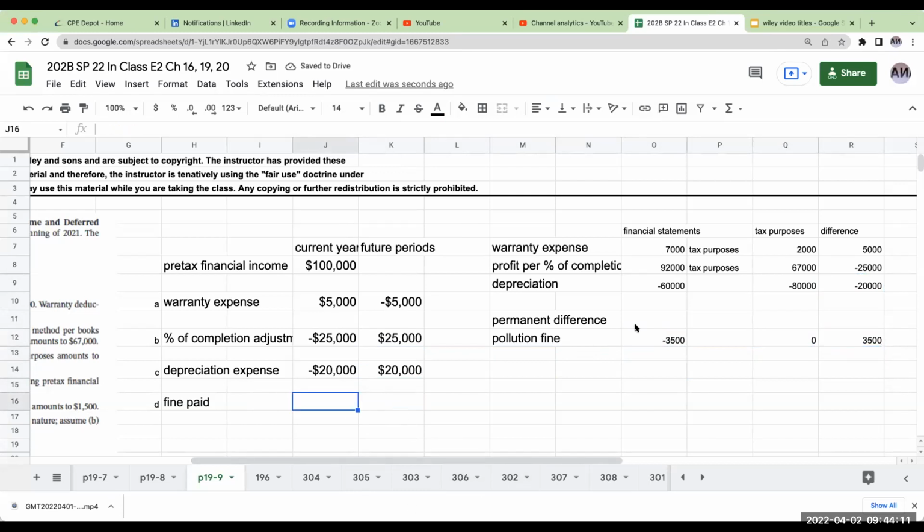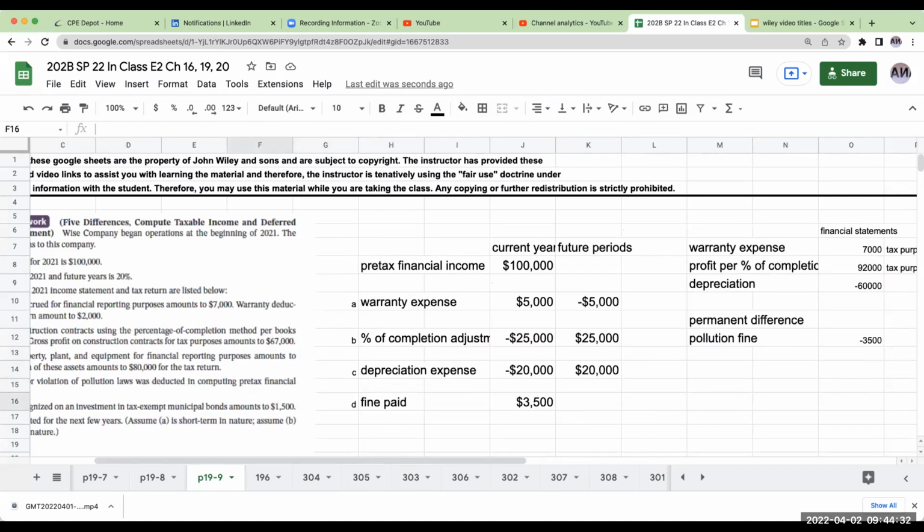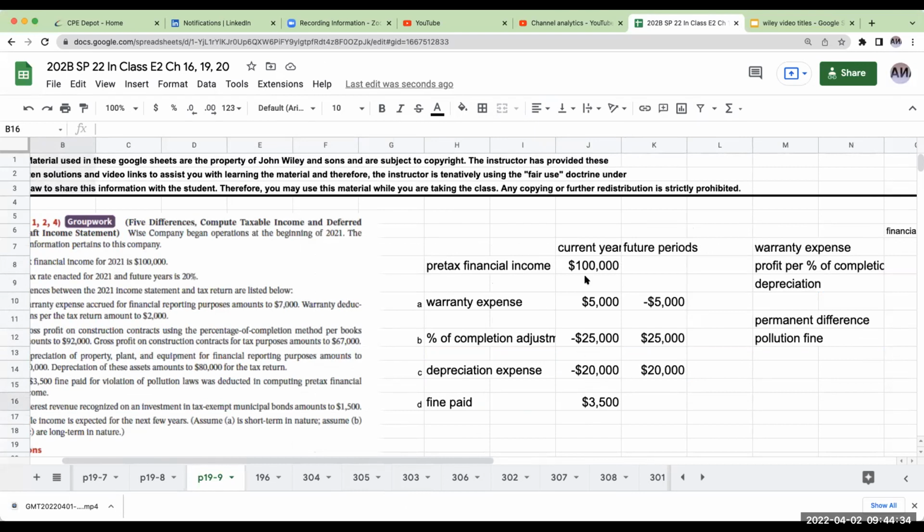So I paid a fine. That fine was deducted in determining my pre-tax financial income, but it's a permanent difference. Under the tax laws, I'm not allowed to take deductions for that, so I'm going to have to add that back. Now, unlike these up here, these are temporary differences. This is a permanent difference. So if I paid a fine, I deducted it to get over here, I have to add it back because I'm not allowed to take that deduction for tax purposes.